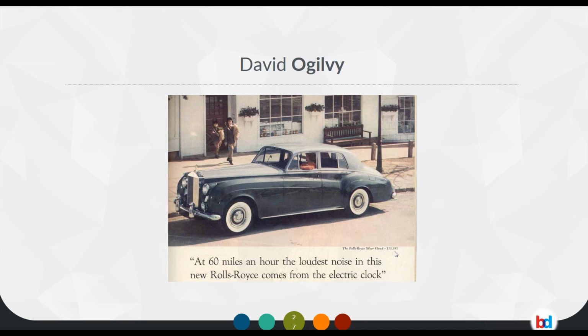$13,995. To get a sense, a person who would be doing exceptionally well in the 1960s when this was being sold would be making about $15,000 or $20,000 a year. So we're talking about a car that costs almost as much as the entire year's salary of some of the highest paid people in business.